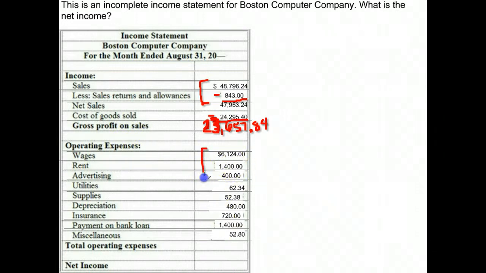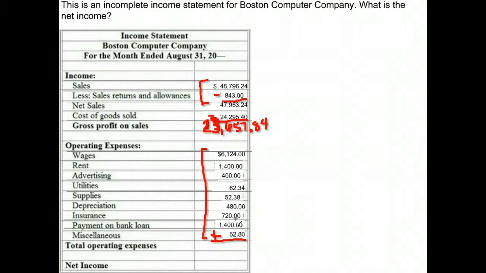And there's a whole big list of operating expenses here that we have to total up, because again, we're aiming for net income. Net income is your gross profit minus your operating expenses. So here, notice there's a place on the sheet for total operating expenses. We're going to total these up and put our number right here.